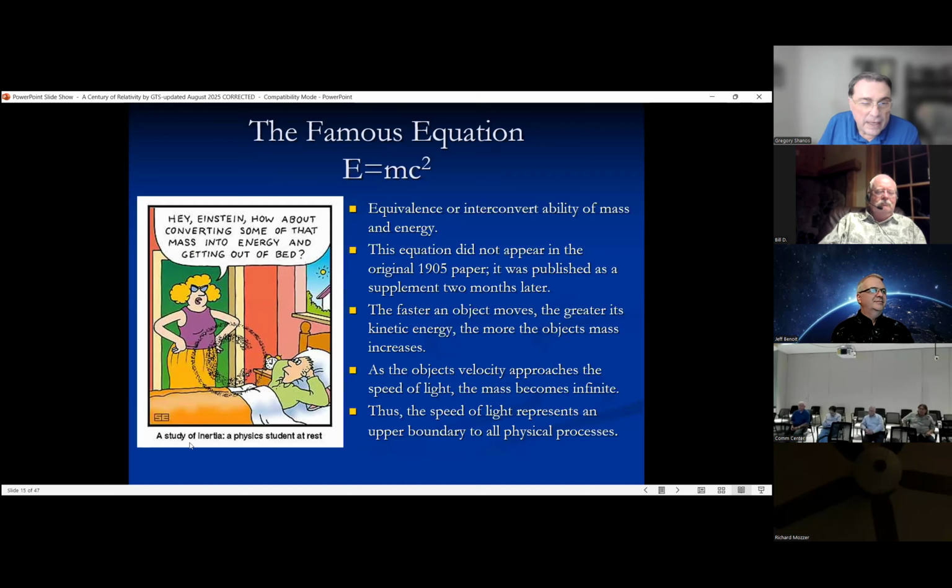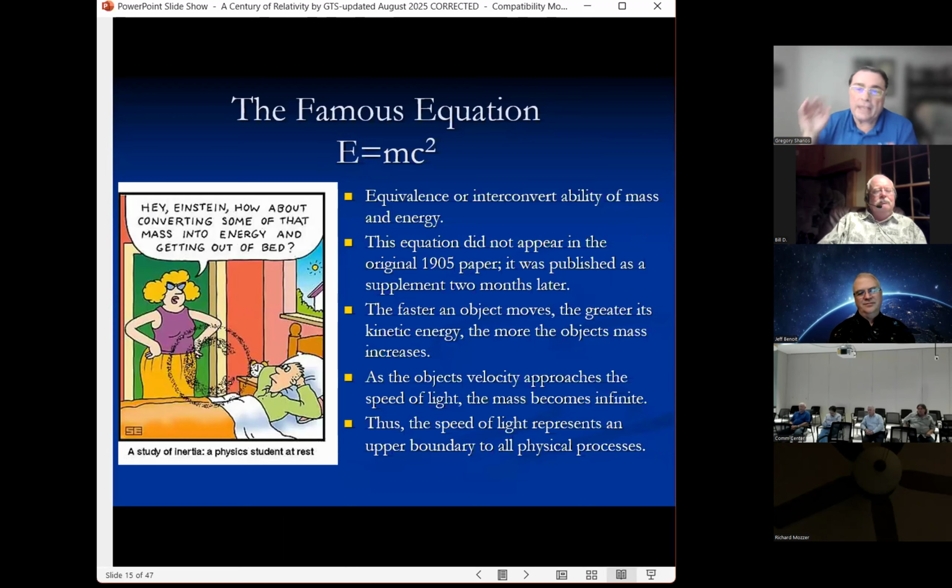Okay. So study of inertia, physics test. Hey, Einstein, converting some of that mass into energy and getting it out of bed. See, I think of inertia as the ability, things in motion tend to stay in motion. I think of inertia as this. That's why you put a seatbelt on, because if you had to put the brakes on really fast in order to avoid hitting somebody, notice how the seatbelt grabs you and pushes you back, right? You would keep moving and go right through the windshield. And like I remember in college, I always had my backpack with my books in the passenger seat.